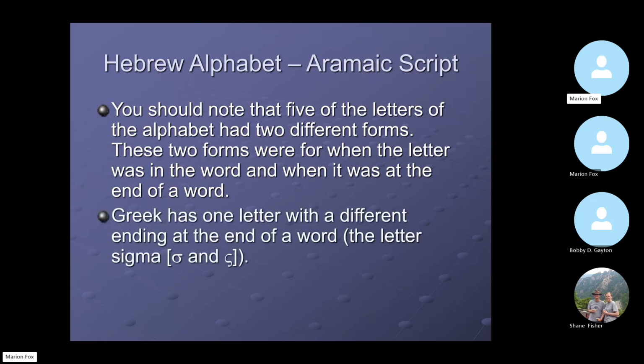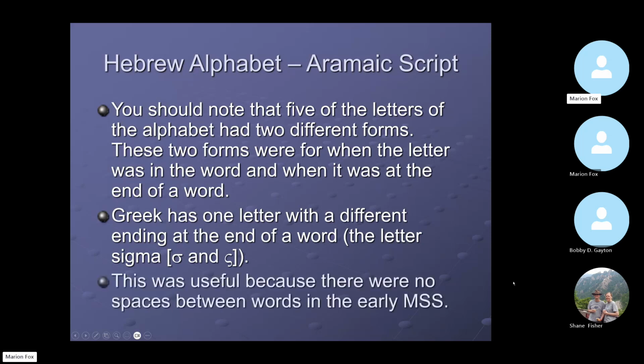Okay. Greek has one letter that has a different ending form at the end of the word, and here's your sigma down here when it's in the word, and it looks a little bit like our S. This is the S sound in Greek. And our English S probably came from this form right here. This is when it's at the end of the word, this form right here. That's the Greek letter sigma, and it's equivalent to our S.